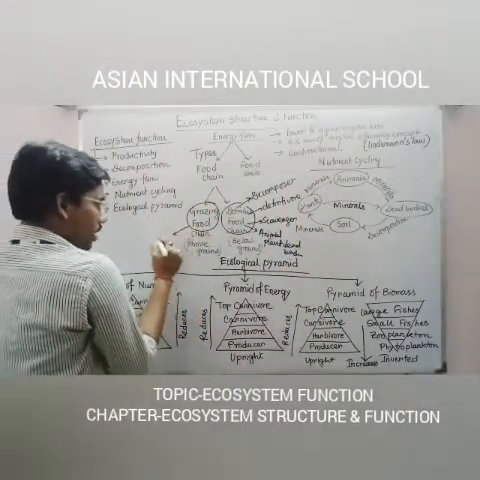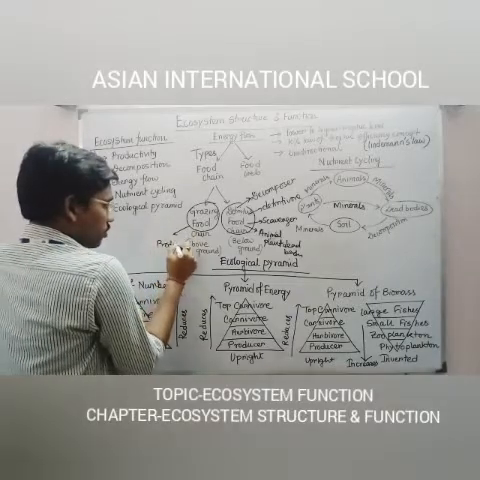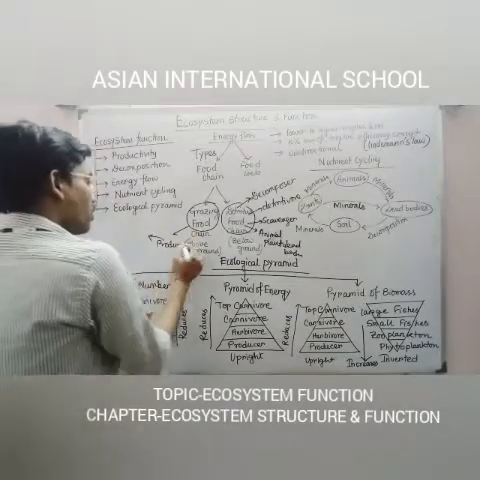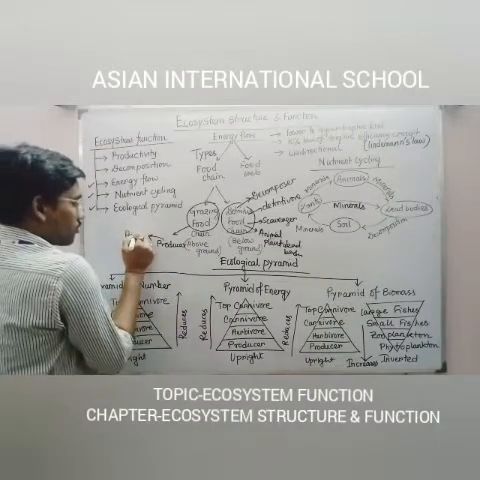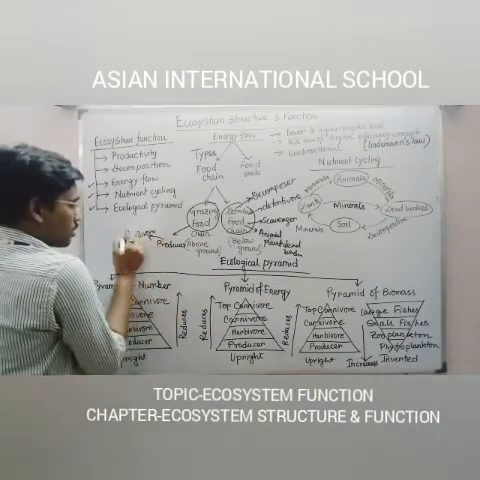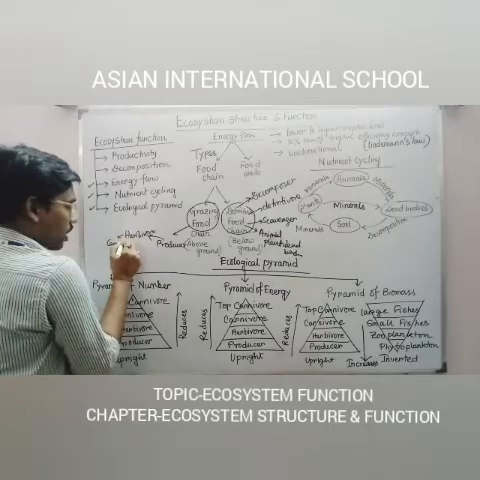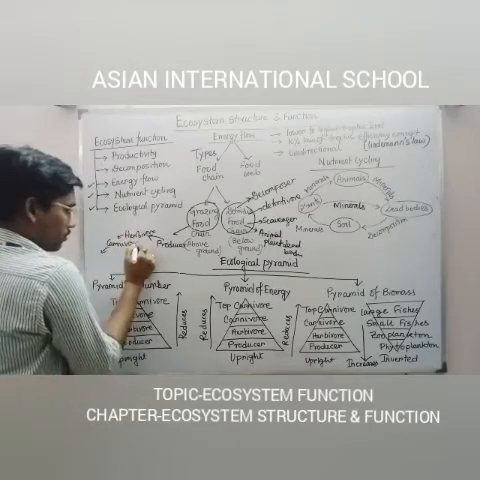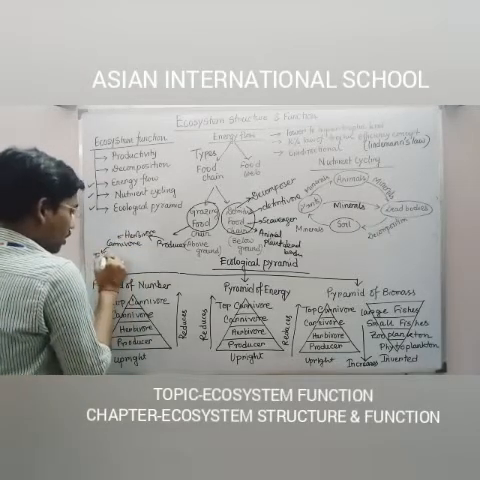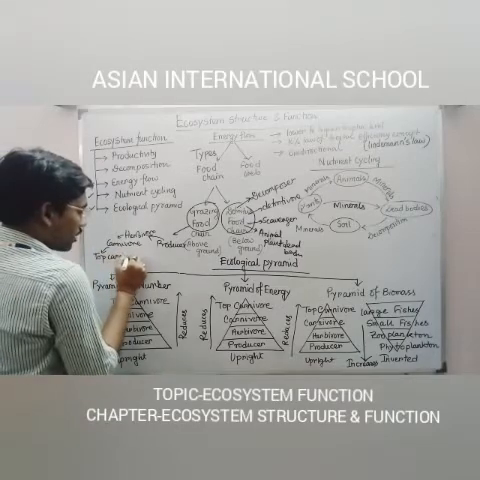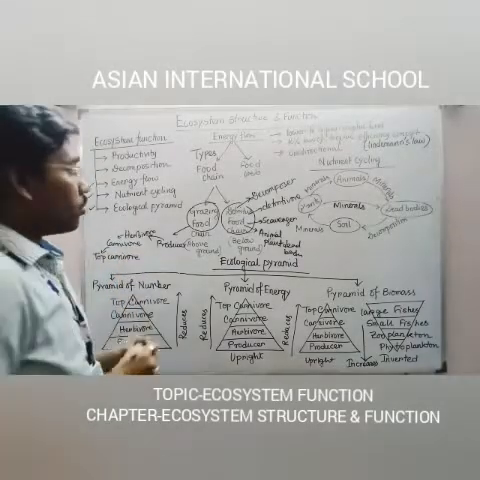And in the case of the grazing food chain, we all know that first of all, who are there? Producer. Based on producer, there is herbivore. Based on herbivore, who are present? Carnivore. Based on carnivore, who are present? Top carnivore. Clear?